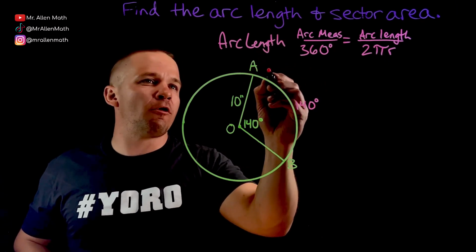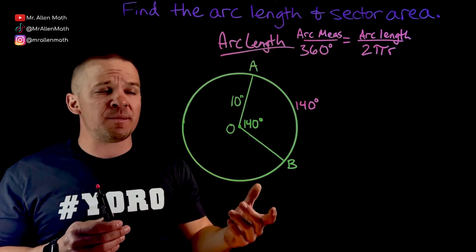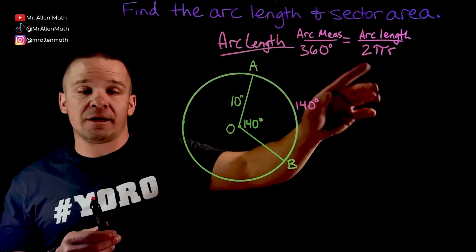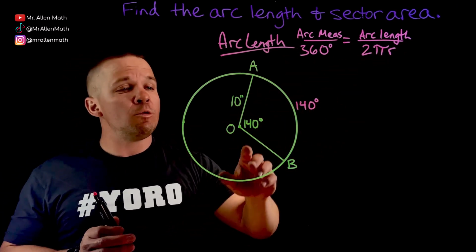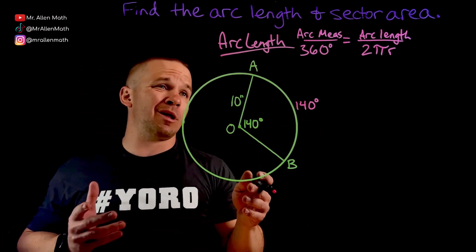Some people like to write out a full formula, but I like the proportion because then I can solve for any missing part. Some problems will say solve for the radius. Some will say solve for the arc measure given the arc length, okay? This one, pretty straightforward. We give you the central angle to get your arc measure, and you've got your radius. So let's go ahead and plug everything in.